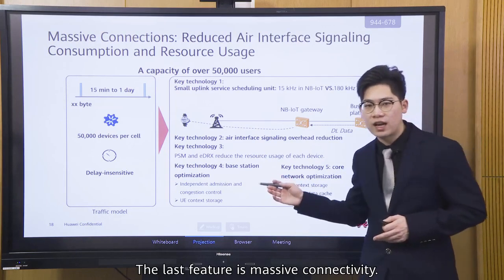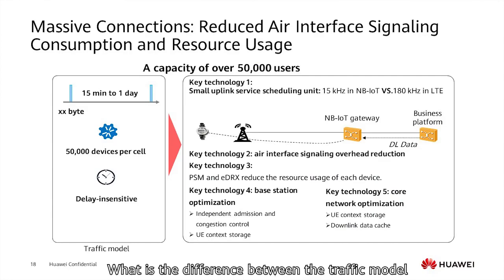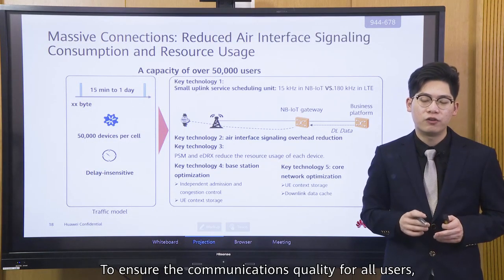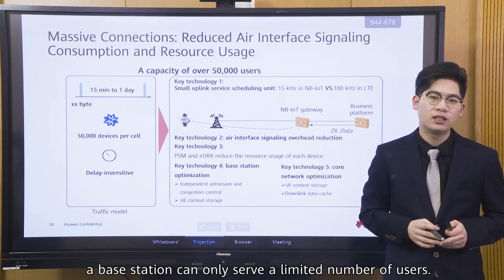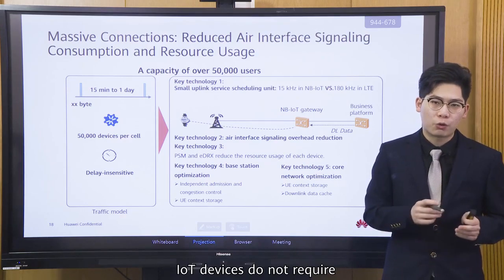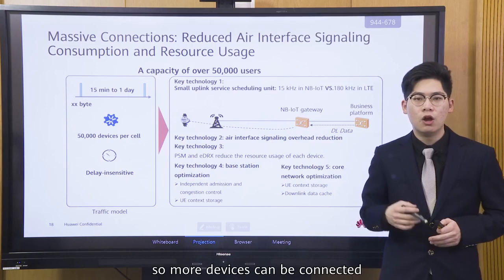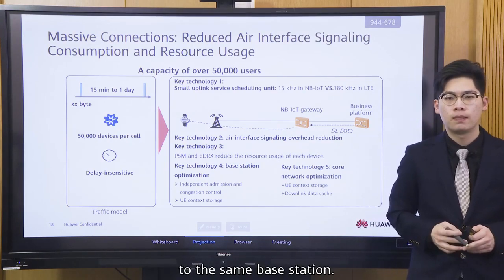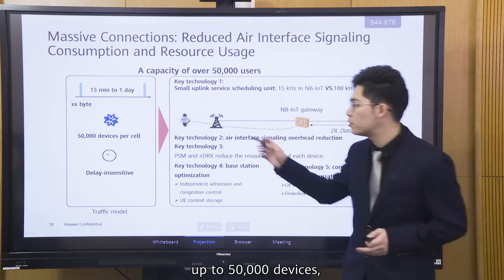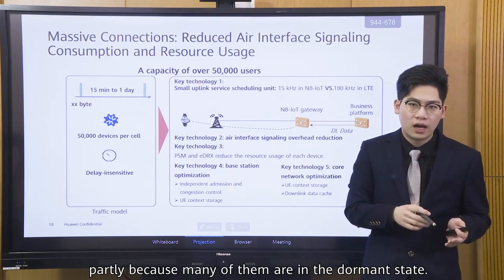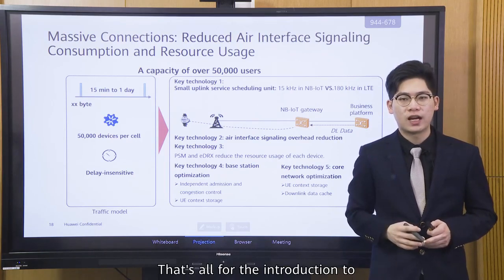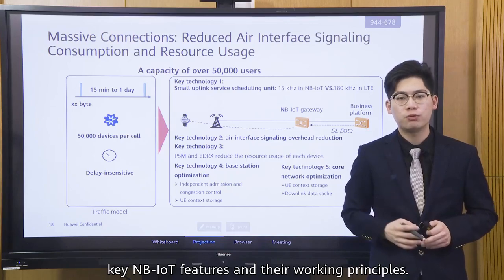The last feature is massive connectivity. What is the difference between the traffic model of IoT devices and that of mobile phones? IoT devices are vastly more numerous, but each device sends only very small data packets, and the latency is generally not a serious issue. To ensure the communications quality for all users, a base station can only serve a limited number of users. IoT devices do not require especially high-quality communications, so more devices can be connected to the same base station. A single base station can handle up to 50,000 devices, partly because many of them are in the dormant state. That's all for the introduction to key NB-IoT features and their working principles.